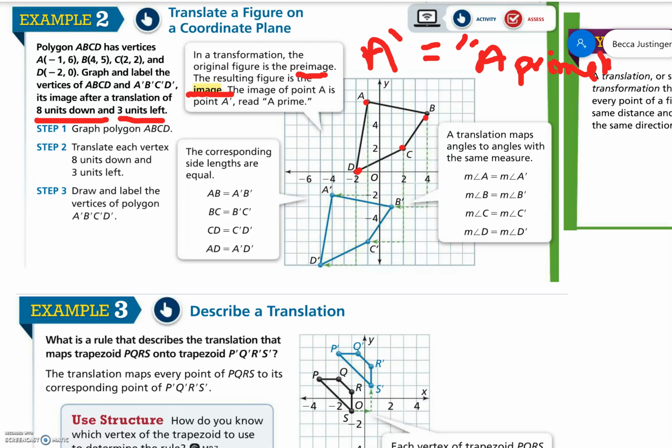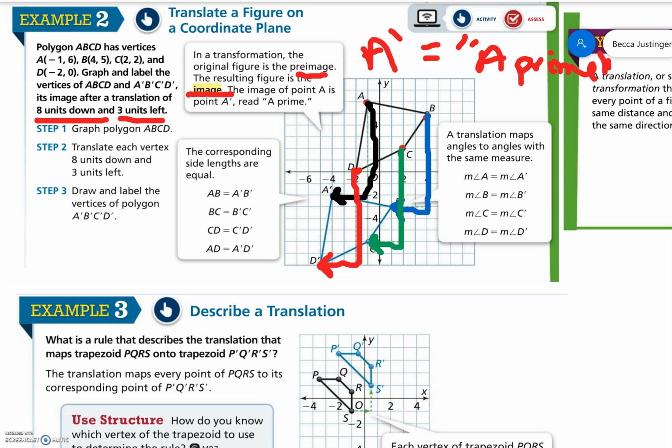So it was 8 units down and 3 units left. So every single point, you're going to count down 8 and over 3 and put the new point, A prime. From B, we go down 8 over 3. There's B prime. C goes down 8 over 3. There's C prime. And lastly, D, we go down 8 over 3, that's D prime.